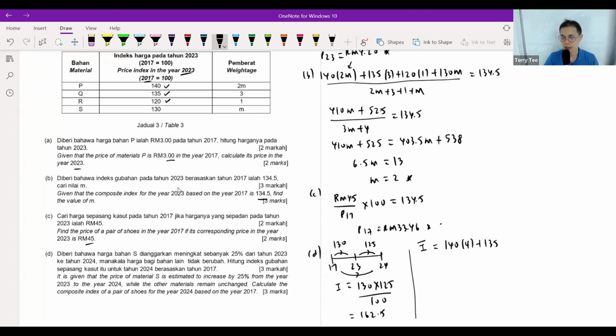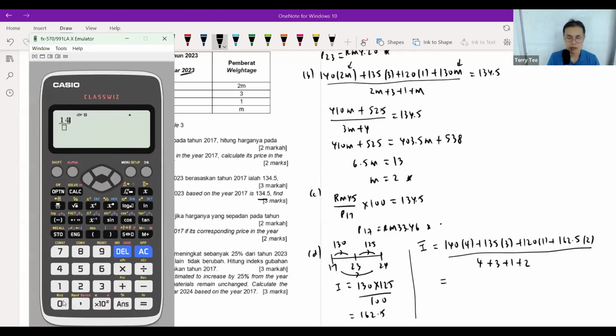And 135 you times 3 remains the same. 120 you times 1 remains the same. But the last one is going to be 162.5 because your price index for item S has increased, but your M is 2, sub inside. Divide by your total weightage. 2 times 2 is 4. This is 3. This is 1. This is 2. Now, let us calculate.